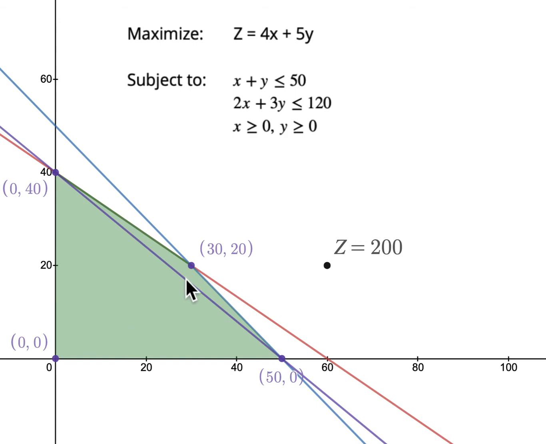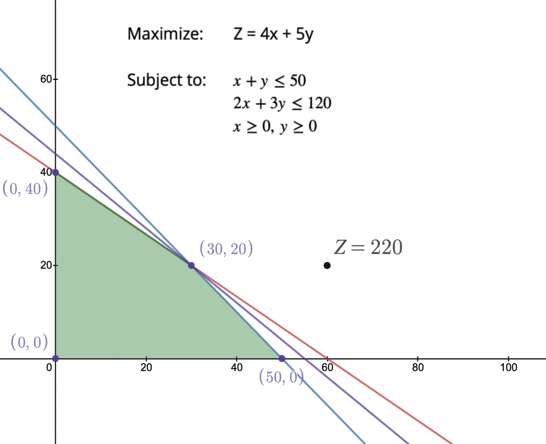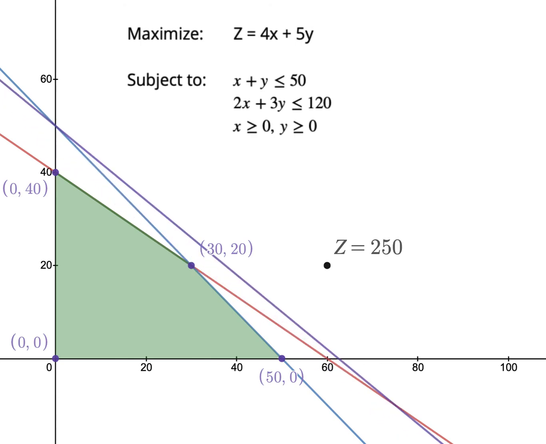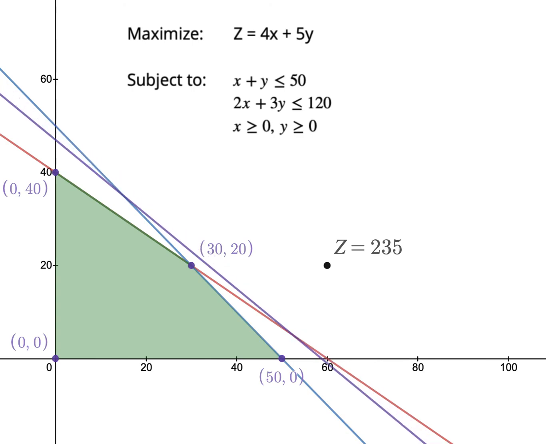And the answer is yes, because it looks like I'm going to hit this corner point right here. In fact, at (30, 20), the value of z is 220. You can double check that here. 4 times 30 is 120. 5 times 20 is 100. Add those together, you get 220. So you notice that the maximum value of z happens at that corner point, because if I even try to increase z a little bit, I'm no longer in the feasible region, which means those can't be solutions to the problem because I'm not using a viable solution.